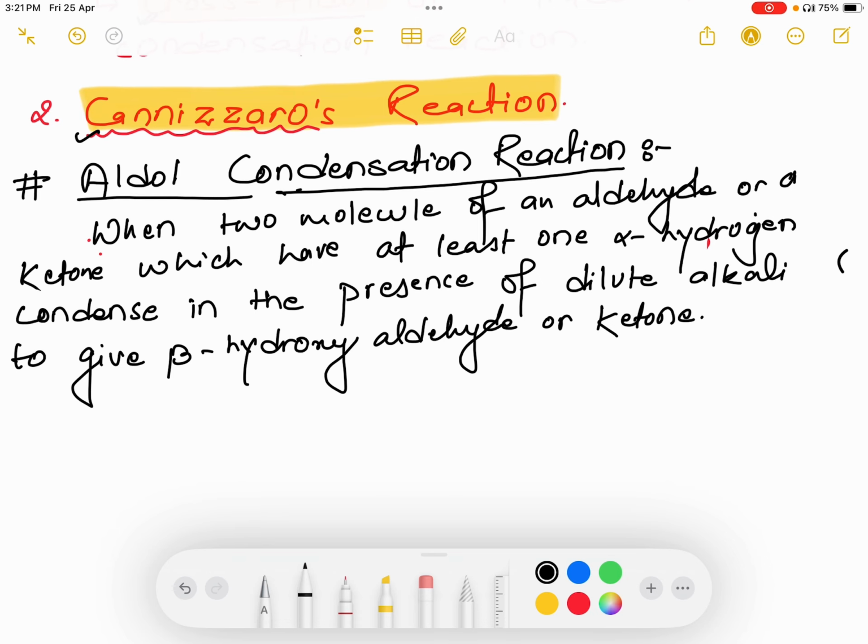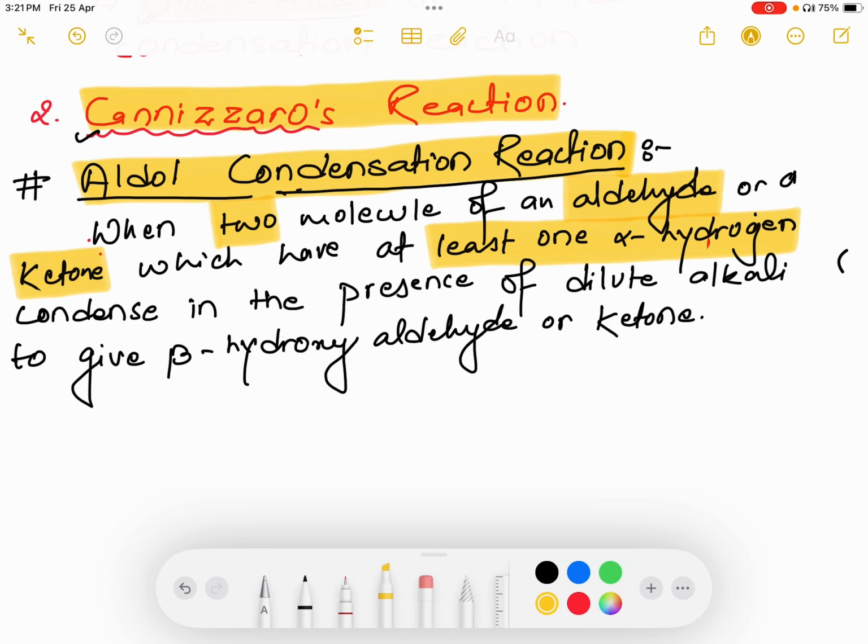So what exactly is aldol condensation reaction? So let's go for it. It's saying either you need two molecules of aldehyde or an aldehyde and a ketone. So either two aldehydes or one aldehyde and a ketone. And the necessary condition is it needs to have at least one alpha hydrogen. At least one alpha hydrogen.